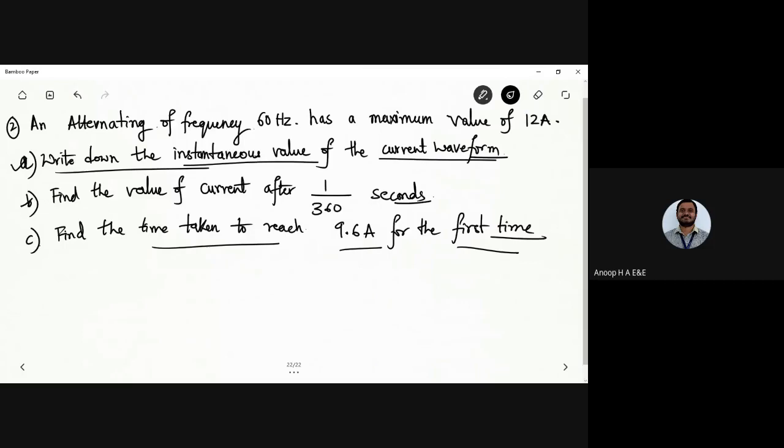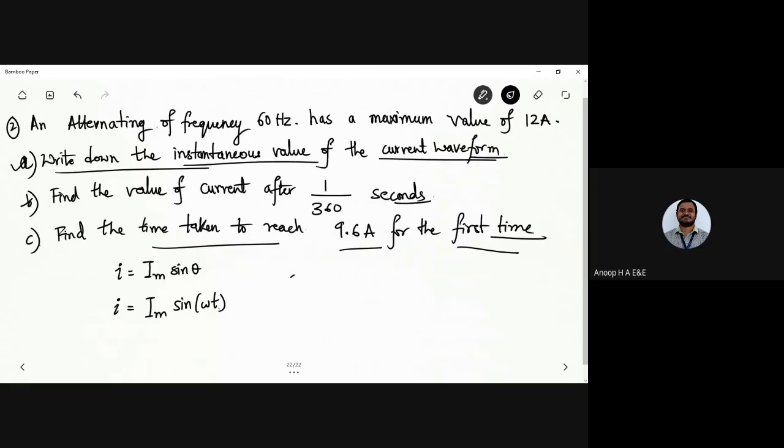Okay, so an alternating quantity of the current is represented as Im sine theta, or I can also write it as Im sine omega t. So this is the instantaneous value of the current.